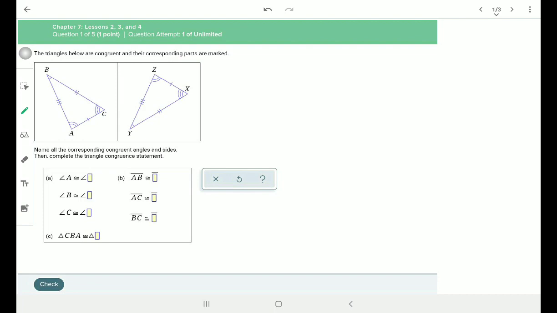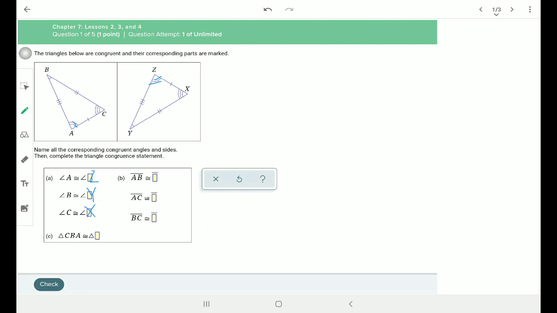So on part A we are matching the angle congruence. Angle A has 2 dash marks here, so we have to find the other angle with 2 dash marks, and in this case that would be angle Z. So angle A would be congruent to angle Z. Angle B has 1 dash mark, so that goes with angle Y, which also has 1 dash mark. And similarly, angle C has 3, which would correspond with angle X, which also has 3.